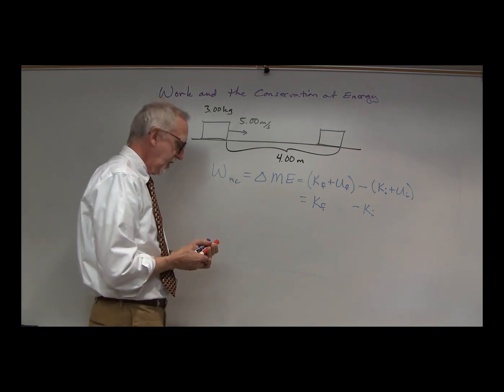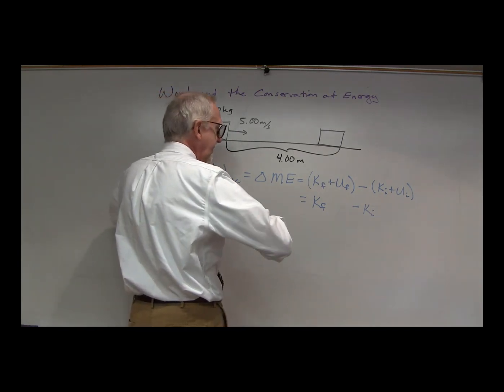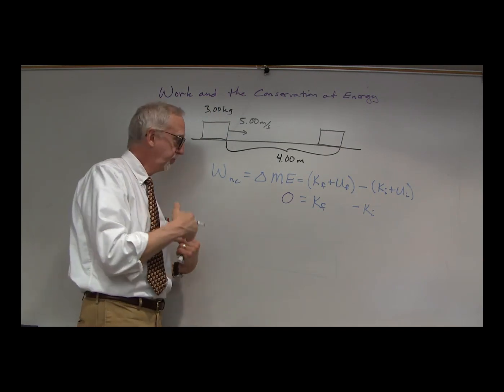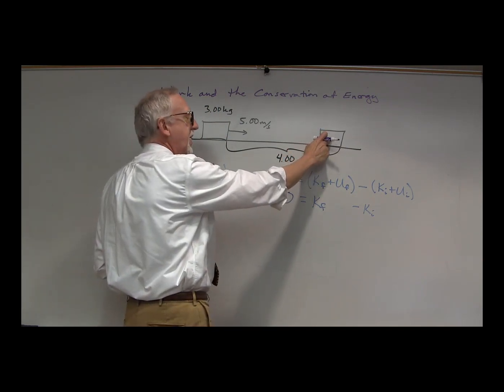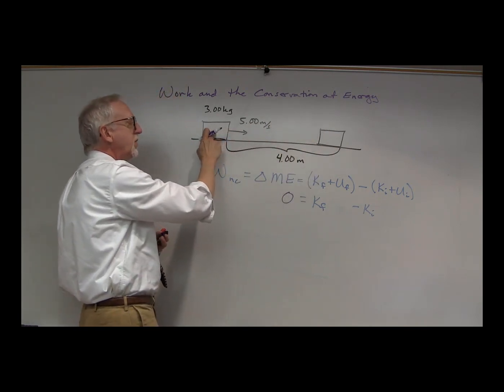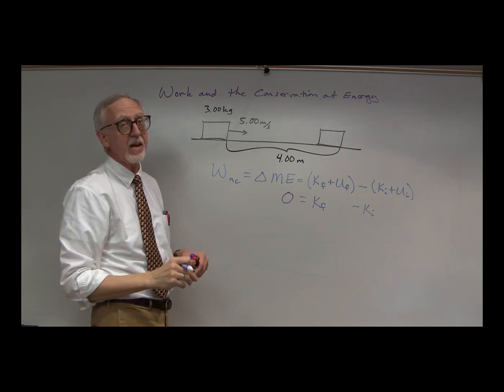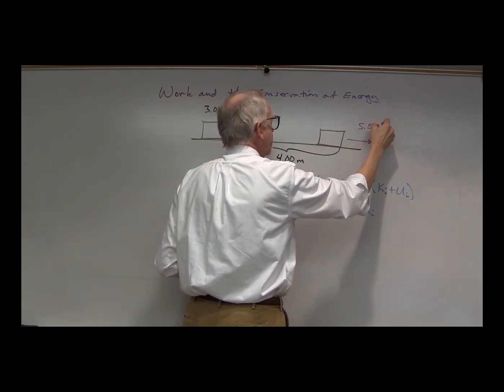And what do we have? We have that the final kinetic minus the initial kinetic is 0. In other words, the final kinetic equals the initial kinetic. So we know that the final kinetic energy will equal the initial kinetic energy. So what is the speed going to be? It's going to be exactly the same as it was here. It's going to be 5 meters per second.